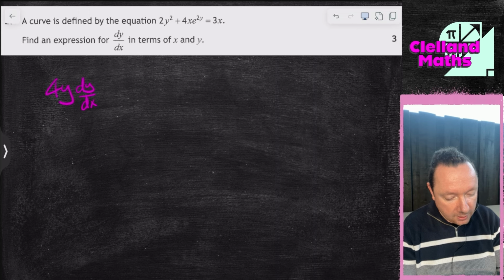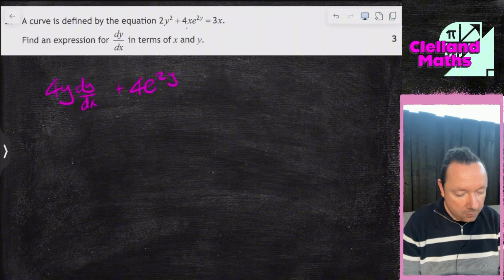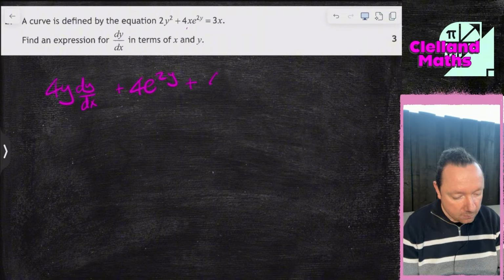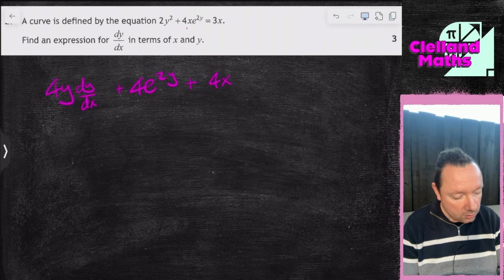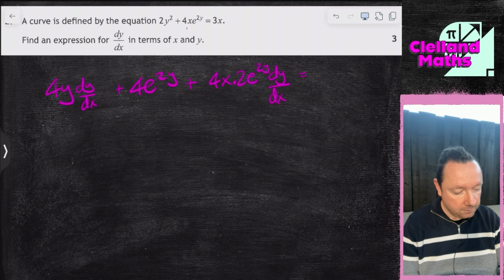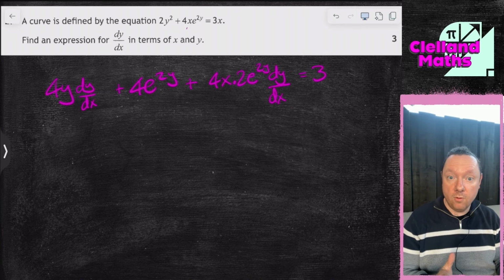4x e to the 2y, so we've got a product there. So we've got v is e to the 2y times u, which is 4x, so that becomes 4 e to the 2y, and then plus 4x, and then we differentiate e to the 2y, so that's 2 e to the 2y dy by dx, a dot for times, and 3x becomes 3. And then we can move on from there.